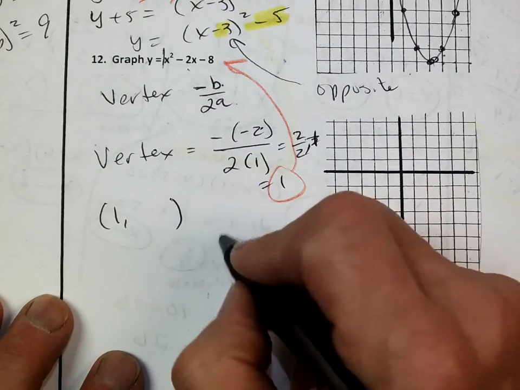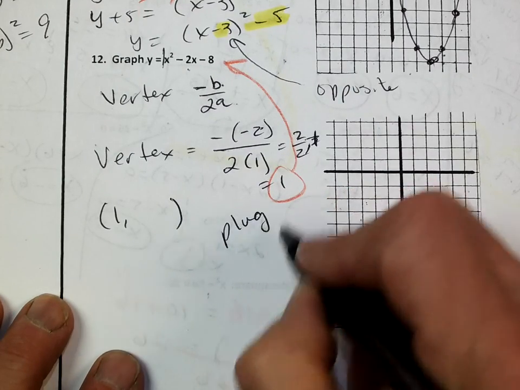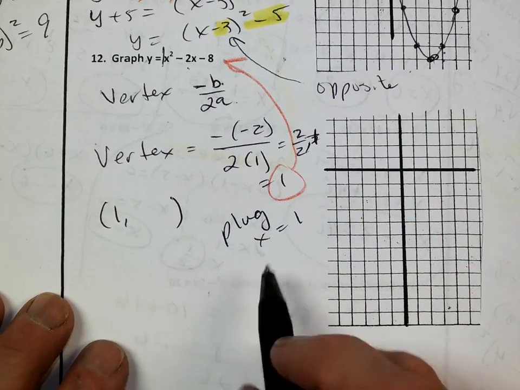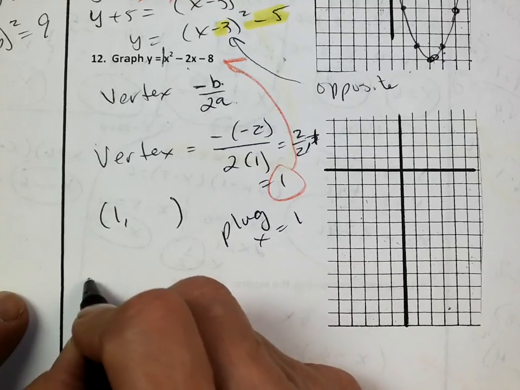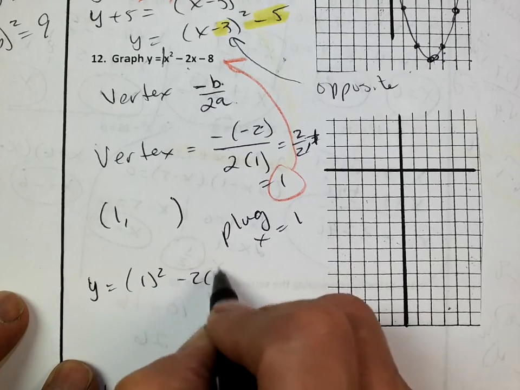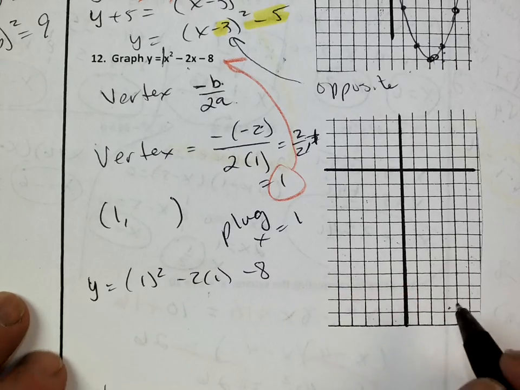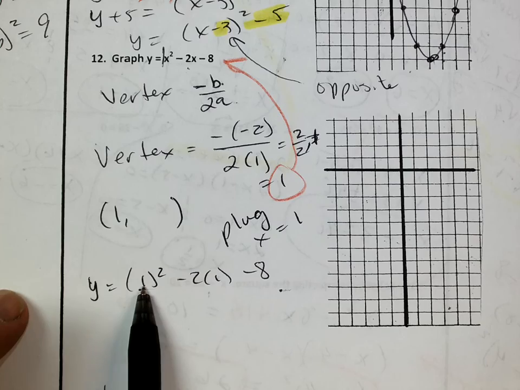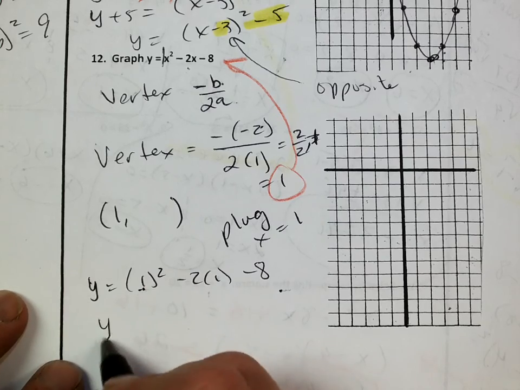Let's plug x equals 1. Okay, we're going to plug it in. Plug and chug. Here we go. So I'm going to have y equals 1 squared minus 2 times 1 minus 8, right? Oh, negative 9, I think. Let's see if we get a positive 1. Yeah, negative 9. Y equals negative 9.